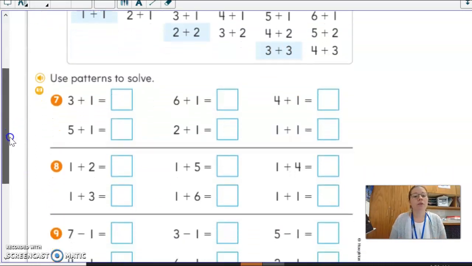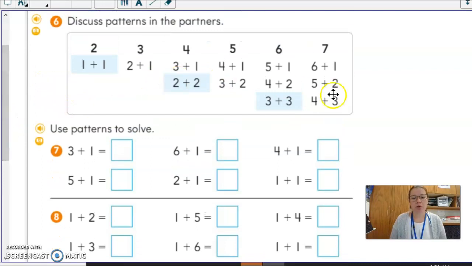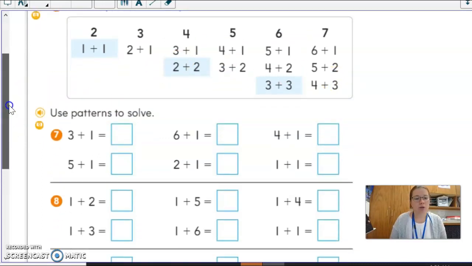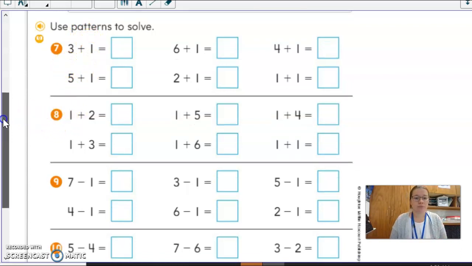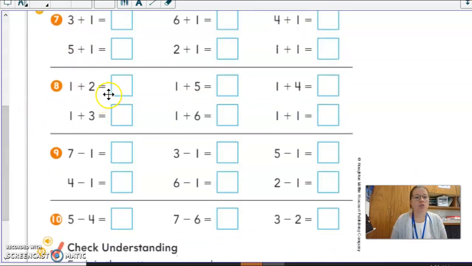Okay, so using these patterns above here that we just talked about, use those to solve these problems. So in number 7, I see it's plus 1, meaning just 1 more. So when you're counting, you'd say 3, 4. Excellent. Down here, I see that they just switched those partners. So now the 1 comes first. But you can still do 2 and 1 more is 3.